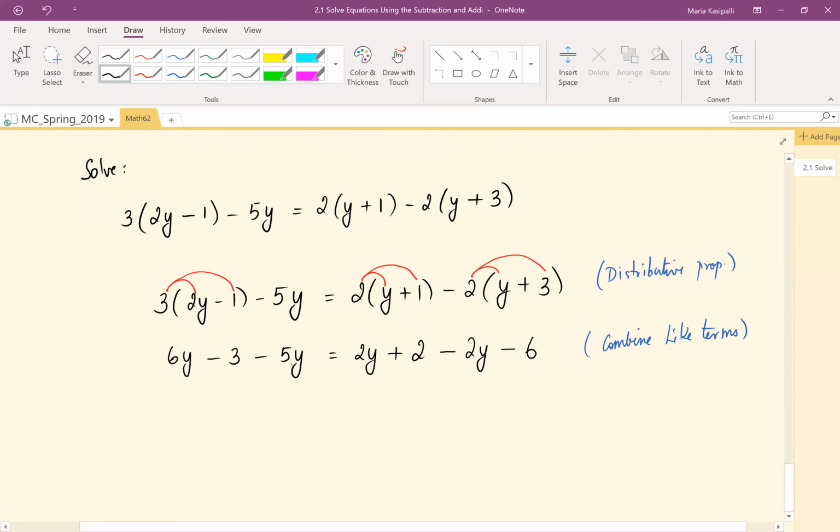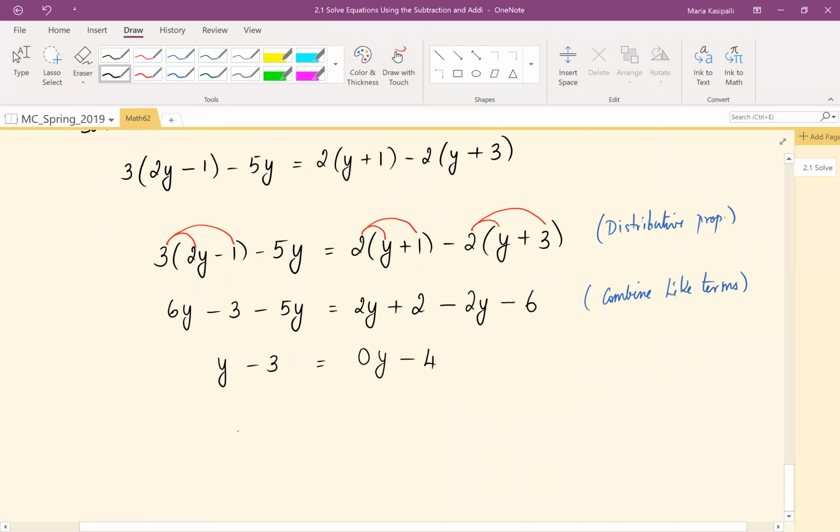So we have 6y minus 5y, which is 1y, minus 3, equals 2y minus 2y. See what happens there, right? So that becomes a 0. Let's say 0y, just for you to see that I didn't forget about it. I know that it's going to give me an answer, but I get the answer to be a 0. So plus 2 minus 6 minus 4. Well, this simplifies further as y minus 3 equals 0y, which is 0 basically, minus 4.